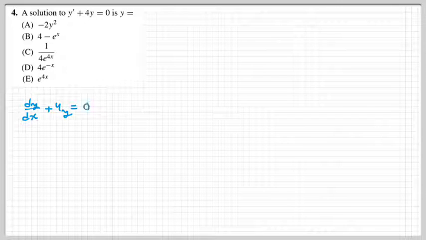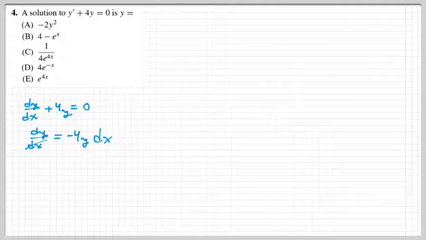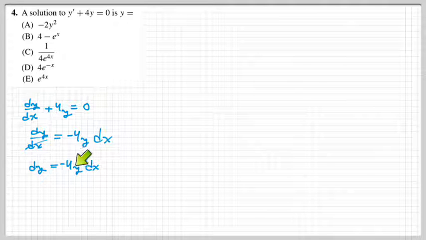Plus 4y equals 0. Now, the first thing we're going to do is put that 4y to the other side, because we've got to try to separate our variables. The only way to separate the dy over dx is through multiplication. So I moved the 4y to the other side, so now it's negative, and I'm going to multiply both sides by dx. Or at least it's like I'm multiplying both sides by dx. And then I have a y chilling right here.